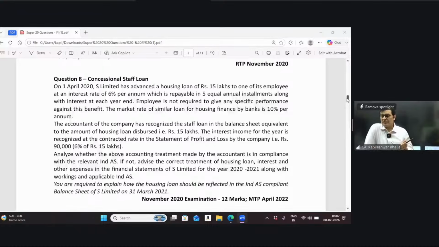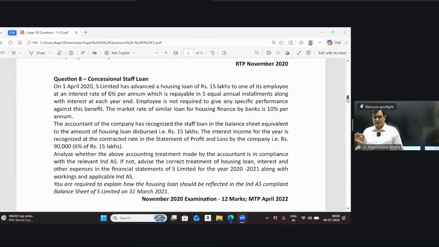Well, that doesn't make a difference to the accounting. Even if the employee is required to give some kind of performance, that doesn't make a difference to the accounting. The market rate of interest for housing loans is 10% per annum. Now, the contracted rate is 6% and the market rate is 10%, which is undoubtedly indicative that this is a concession loan and the relationship of employee is quite visible indeed.